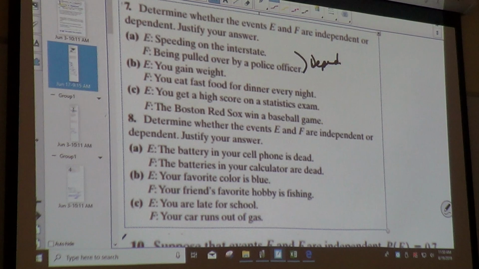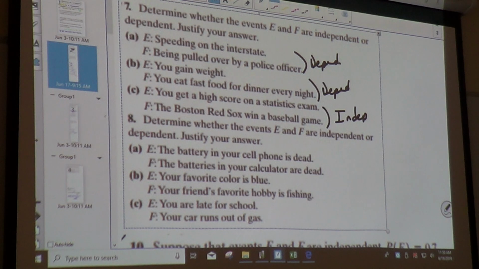Gain weight and eat fast food for dinner every night. Dependent. Get a high score on a stats exam and the Boston Red Sox win a baseball game. Independent. The battery in your cell phone is dead. The batteries in your calculator are dead.